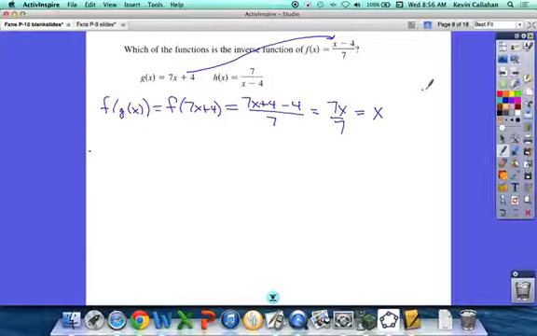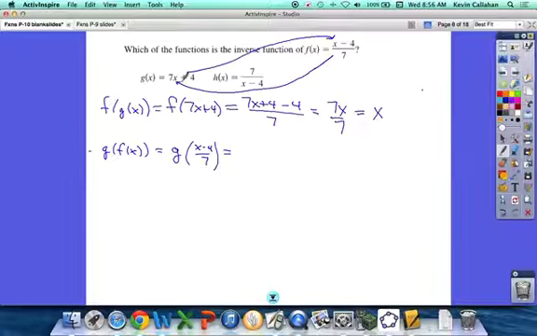X. So now we'll do the G of F of X, which is G of X minus 4 over 7. So this time we're going to try to place all of this in the place of X here. Right, so that'll be 7 times X minus 4 over 7 plus 4.